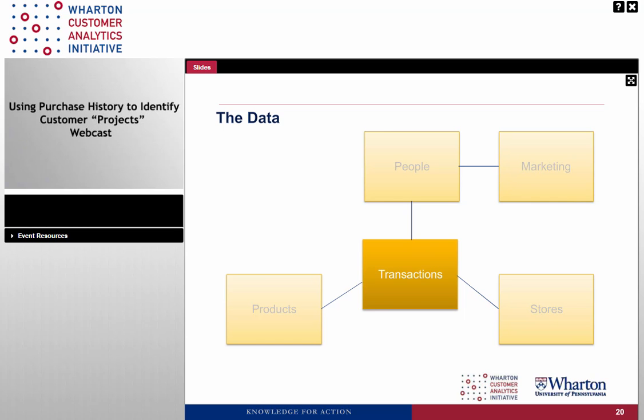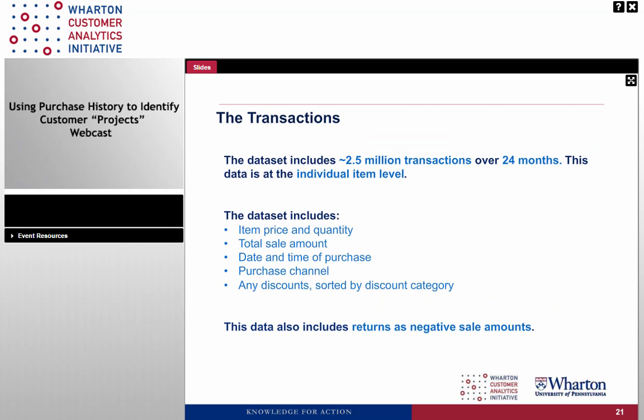Okay. So let's talk now more in detail about the meat of the data, the transactions. The data set includes just about 2.5 million transactions over 24 months. This data is at the individual item level. At the basket, we have the details of every basket that every customer purchased. The data set includes specifically the item price and quantity, the total sale amount, the date and time of purchase, the purchase channel, and any discounts available by discount category.